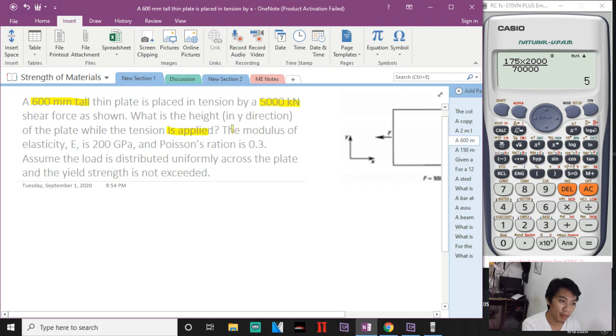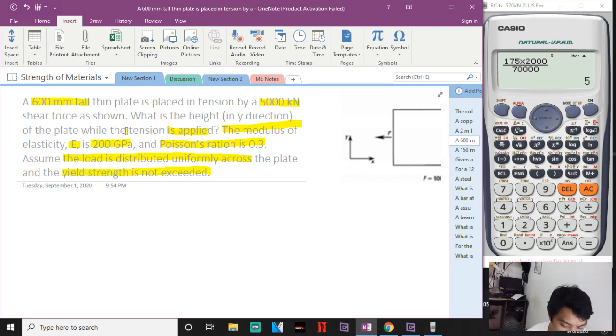Okay? The modulus of elasticity is 200 GPa and the Poisson's ratio is 0.3. Assume that the load is distributed uniformly across the plate and the yield strength is not exceeded. Ano ba yung hinahanap dyan? Okay? So you will revolve around yung Poisson ratio, okay? And then, meron tayong binigay dyan na E, pero binigay dito yung iyong material. Okay?